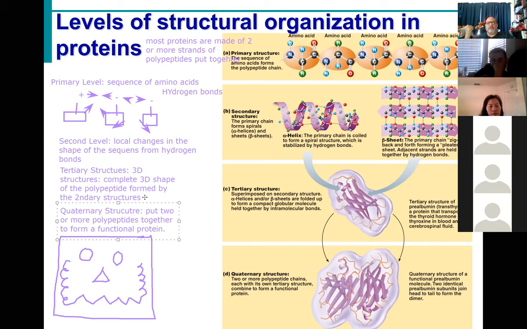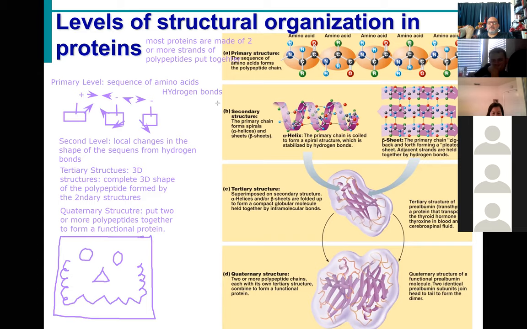All right. I appreciate this information is a little dense, but I'll explain to you why we need to go through this. The reason we need to understand this is because when we talk about functional proteins, what we're really talking about is a bunch of polypeptides that have been put together. Each one of those polypeptides has a specific shape to it. And the shapes of these polypeptides are formed by these secondary structures.